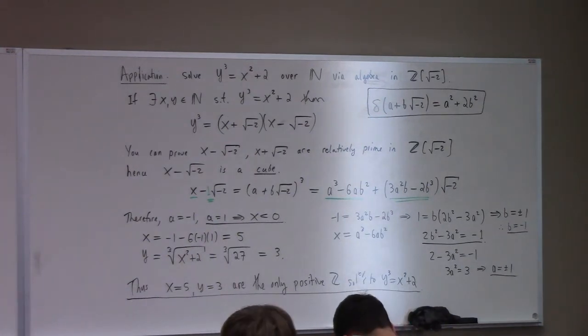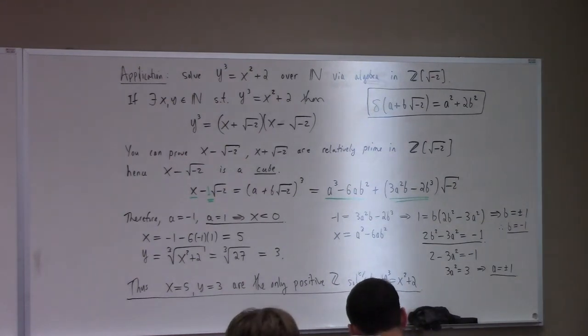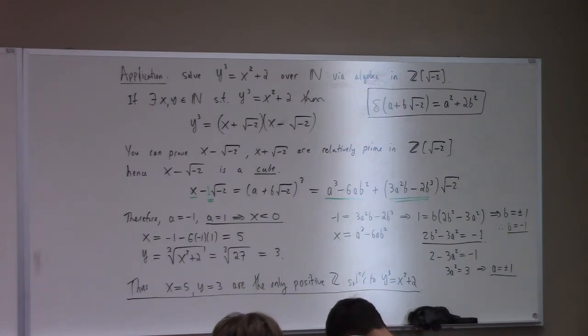But the larger point here is you can use this abstract algebra that we've done to actually make progress on difficult problems in number theory. This general way of thinking is called algebraic number theory, right?